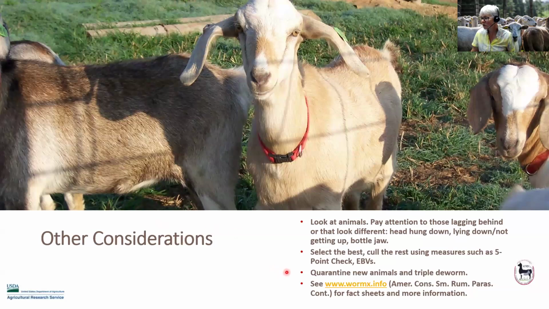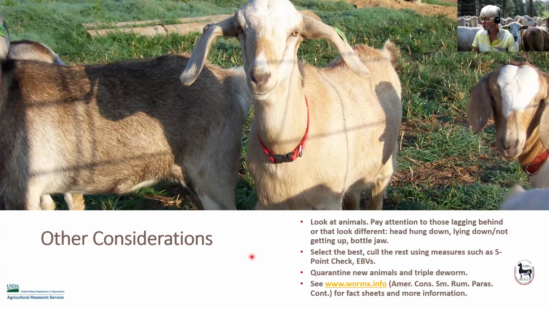Some other considerations: look at your animals, pay attention to those lagging behind or those that look different. If the head's hung down, lying down, not getting up, or has bottle jaw, those are the ones that are going to need attention and hopefully a dewormer that works. Select the best and cull the rest. And I know that if you have an animal that has a name, probably just put it on concrete and don't worry about putting it on pasture, so you don't have to worry about culling it. And I get it. I've had animals that become pets. So I get that.